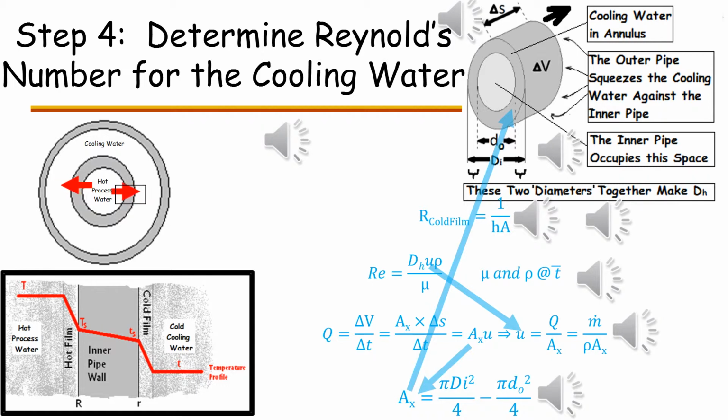Without the inner pipe, the cooling water would experience the inner cross-sectional area of the large pipe. However, in the double pipe, the presence of the inner pipe reduces this cross-sectional area by the outer cross-sectional area of the inner pipe.